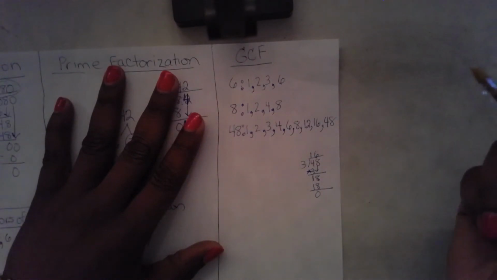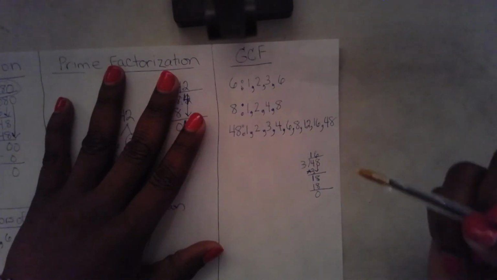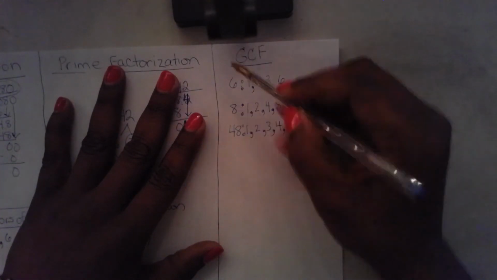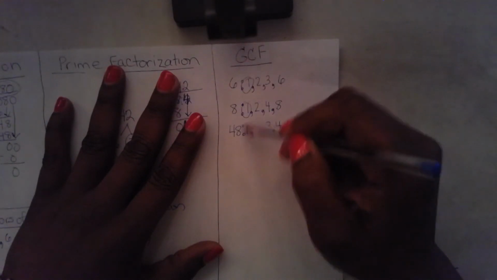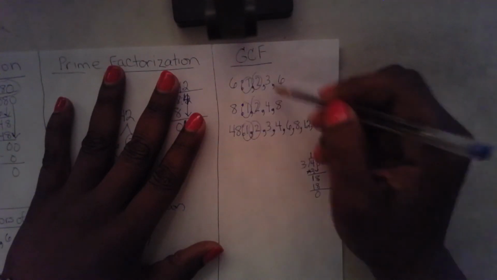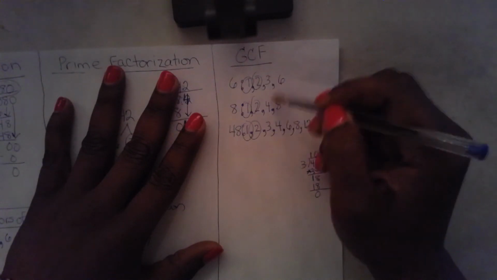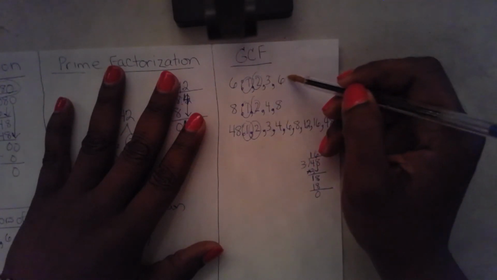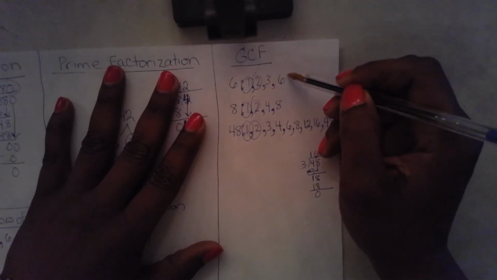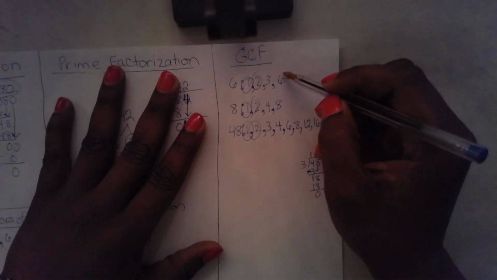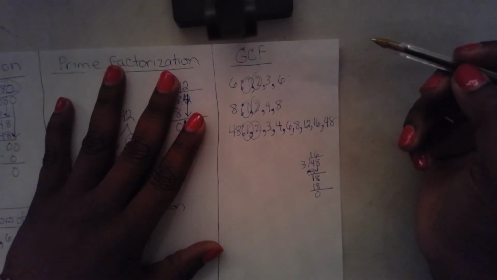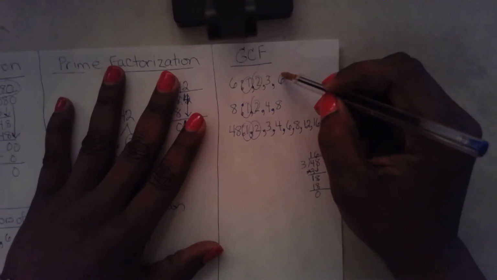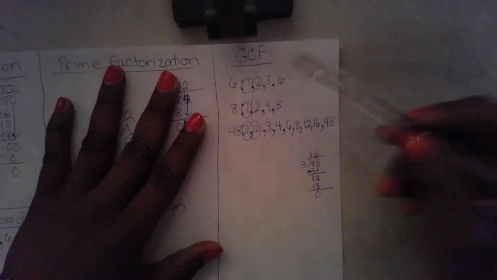Now it's time to circle our common factors. What do all three have in common? Well, they have the 1, they have the 2. No 3. 4 is not up here. Nope. That is it.